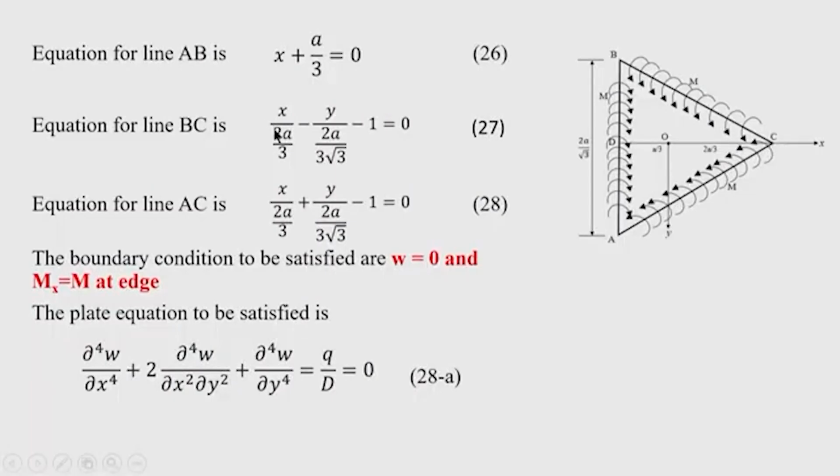So, here the intercept along the x axis is 2a by 3, that is obvious, OC is 2a by 3, and the intercept along the y axis is this side, that is 2a by 3 into tan 30. So, therefore, this is coming, but it is negative because it is in the negative direction, equal to 1. So, 1 I have transferred to the left hand side, equal to 0. All right. Equation of the line AC is similarly written.